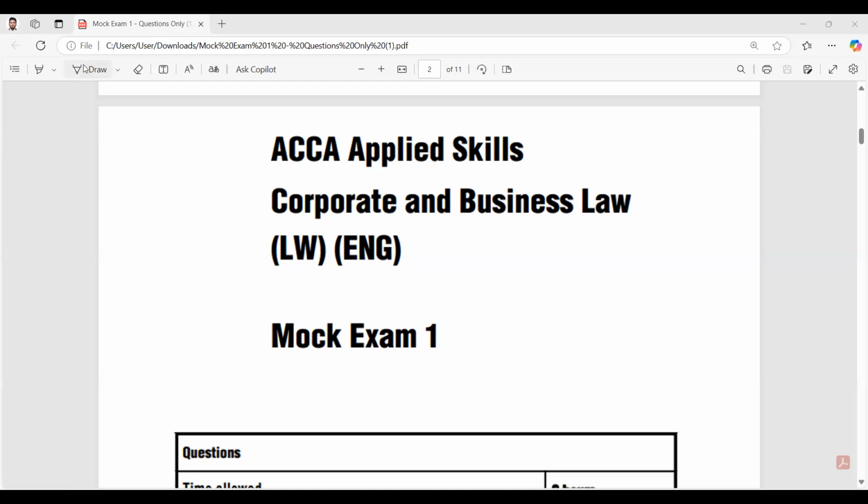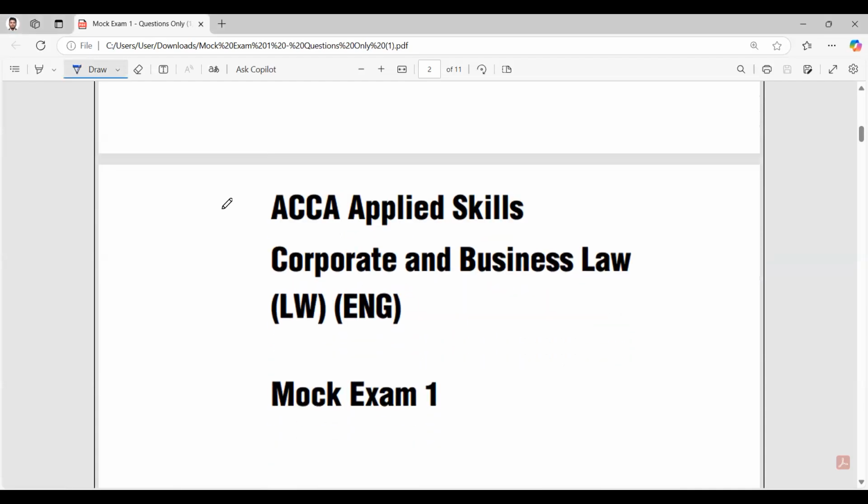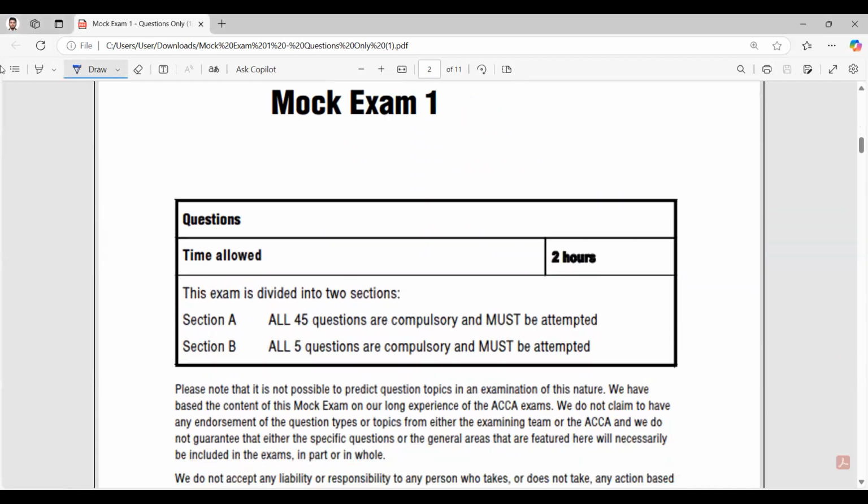Prior to starting, I would like to talk about your exam structure. You'll be getting section A and section B. There are 45 questions, and everything is compulsory here. These are multiple choice questions. Section B has 5 questions, which are mostly multiple task questions, but you'll get only 2 hours to answer, and your pass mark is 50%.